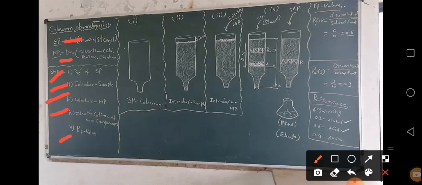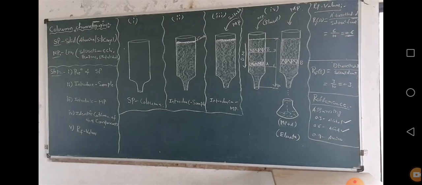Again, I am repeating, chromatography is useful for the identification and separation of the number of components present in the given mixture. After separation of the components, we identify the nature and chemical character of the compound with the help of the RF value.